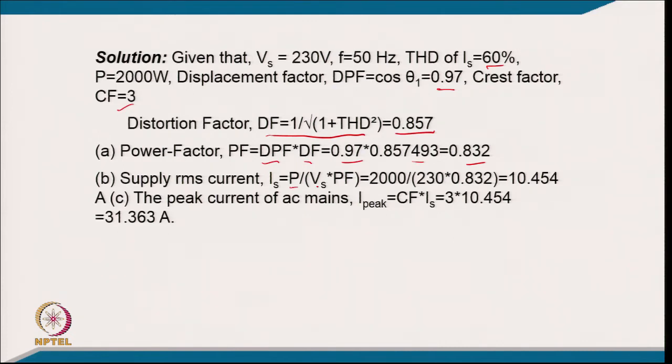RMS current will be your P upon RMS voltage into power factor. So, keeping the values, it comes to 10.54 ampere. So, peak current of the AC means crest factor into RMS, so 3 into 10, typically, ampere. So, it comes to 31.369. So, that much peaky current is being drawn.